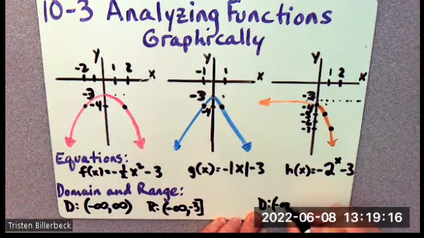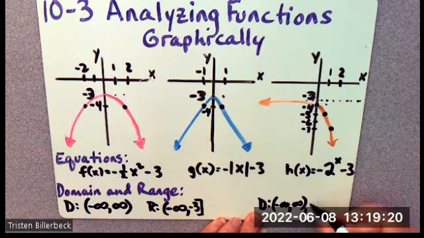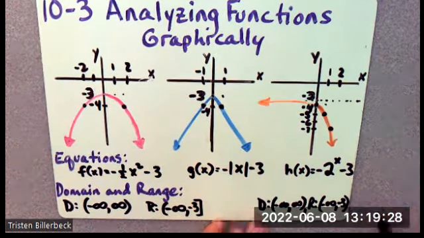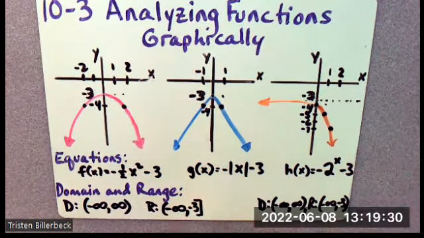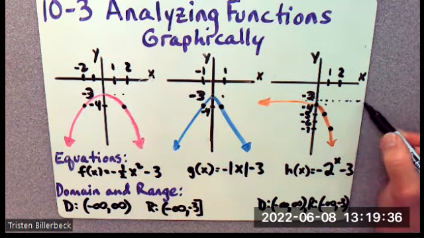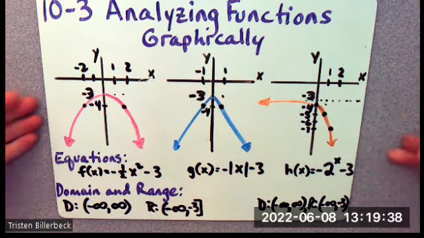So we have negative infinity, infinity, but with the range, we have negative infinity, comma -3, and we have a parenthesis, not a bracket, because it never ever hits -3. That's what an asymptote is.